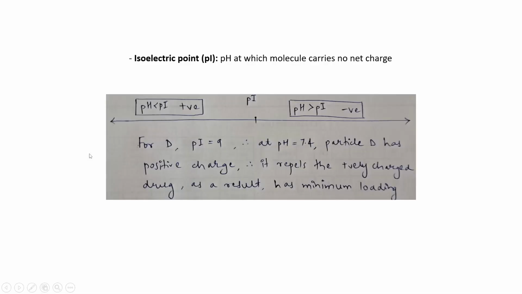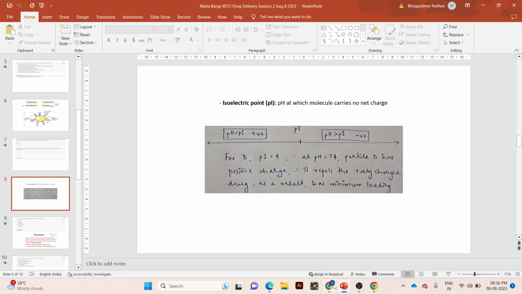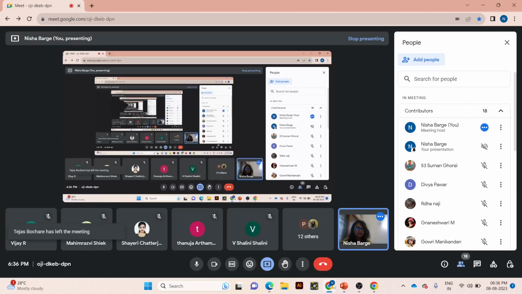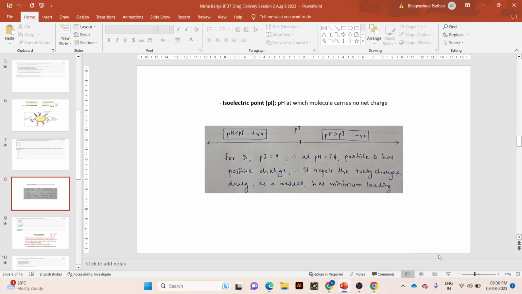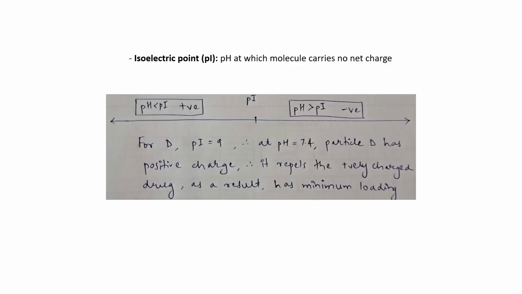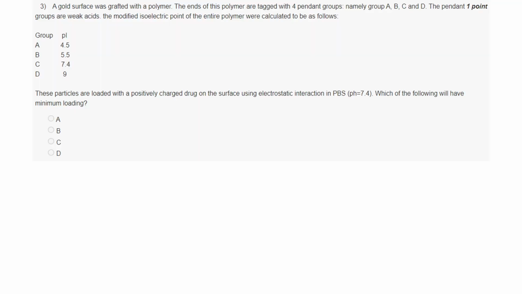I hope I've made this clear. Do you guys have any doubts in this? Has anybody not understood? You people can unmute yourself and let me know if you have understood this question and this concept. Yes, ma'am. Okay, you can stop me at any point and ask any other questions related to the same question. So we'll move on towards the next.